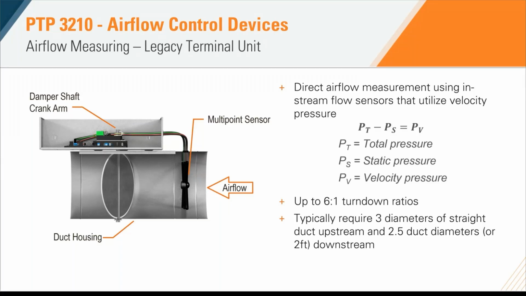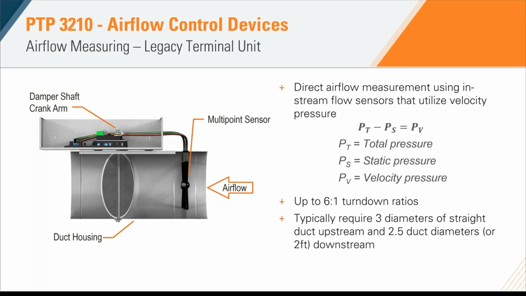Typically, you may see up to a 6-to-1 turndown ratio for legacy terminal units, but advancements to terminal unit technology have led to an increase in the overall turndown ratios available for these valves. This can be done through utilizing maybe more modern controls, higher resolution airflow sensors, and improved actuator technology.